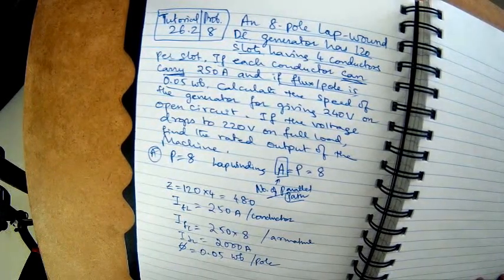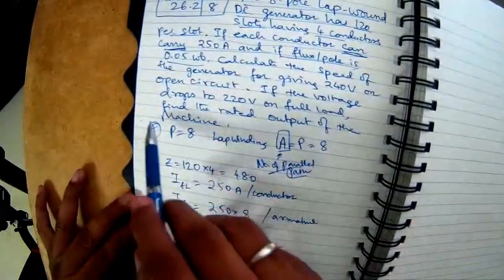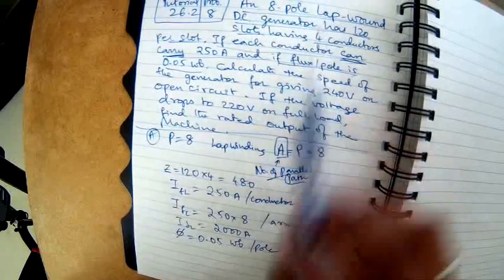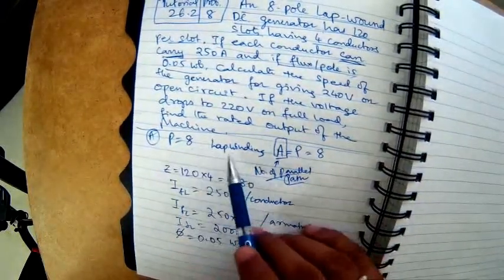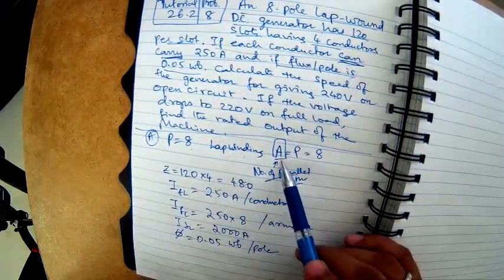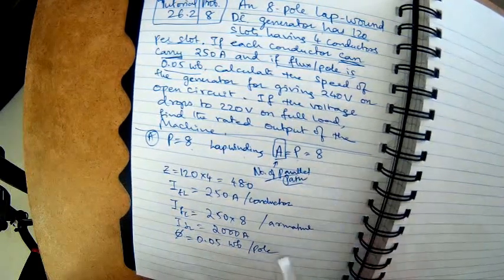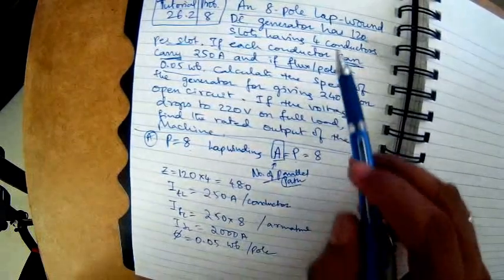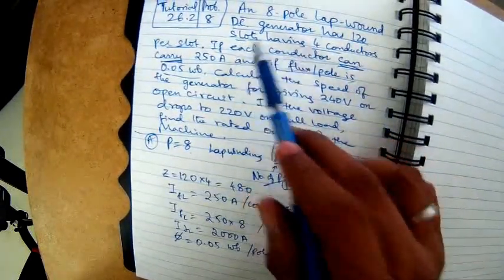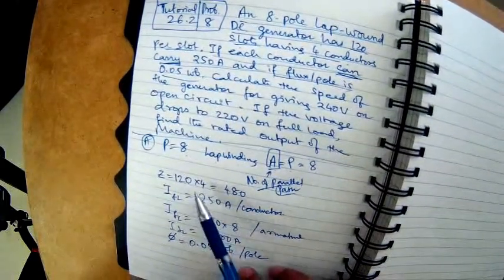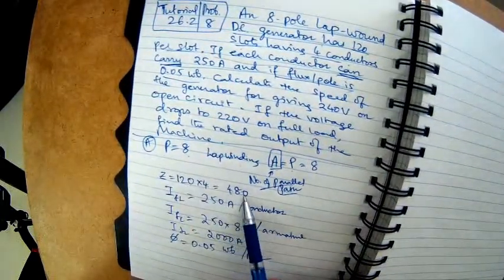This problem is about a DC generator. I've already worked out a part of the answer for this. So let's see: an 8-pole lap wound DC generator, that means P is 8. And lap winding means the number of parallel paths will be equal to the number of poles, which is 8. It is given in this problem that it has 120 slots having 4 conductors per slot. So we have 4 conductors per slot and then 120, so 480 conductors.